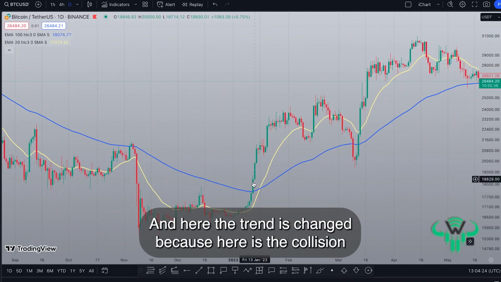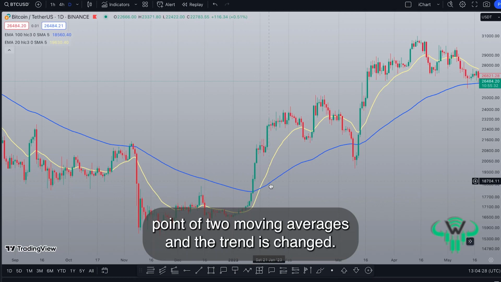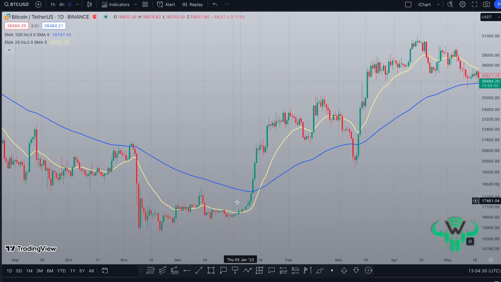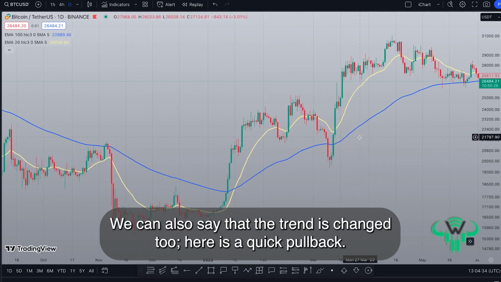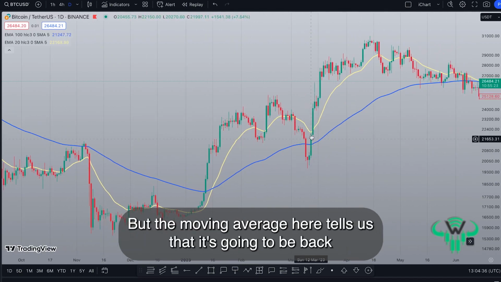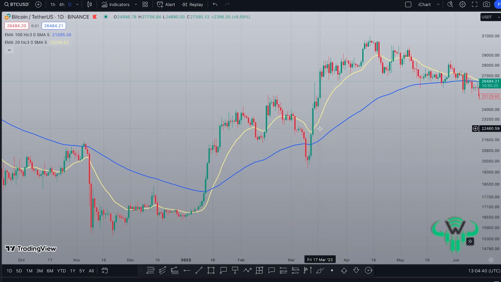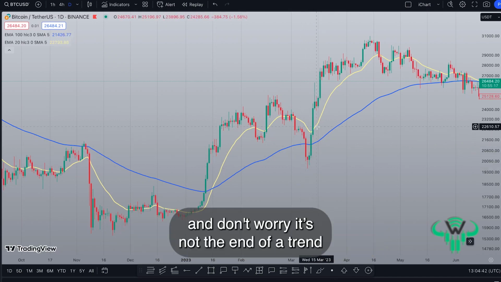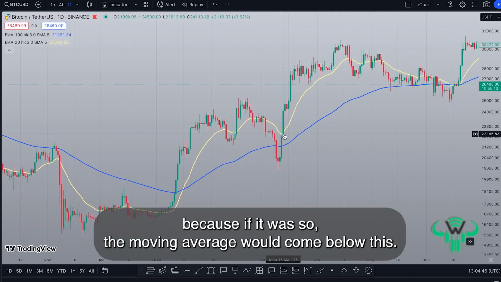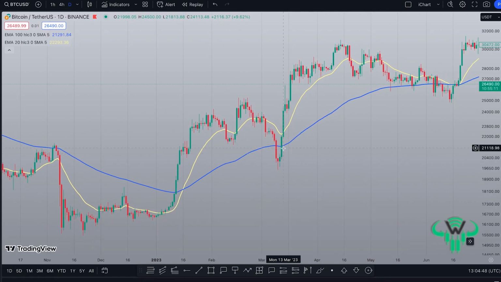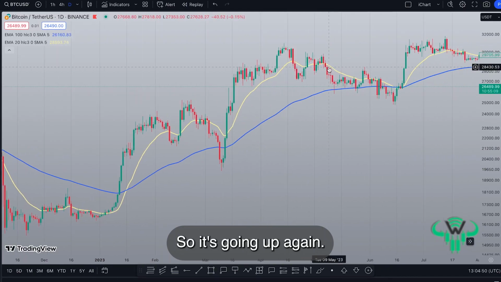And here the trend is changed because here is the collision point of two moving averages and the trend is changed. We can also see that the trend is changed too. Here is a quick pullback, but the moving average here tells us that it's going to be back. And don't worry, it's not at the end of a trend, because if it was so, the moving average would come below this. So it's going up again.